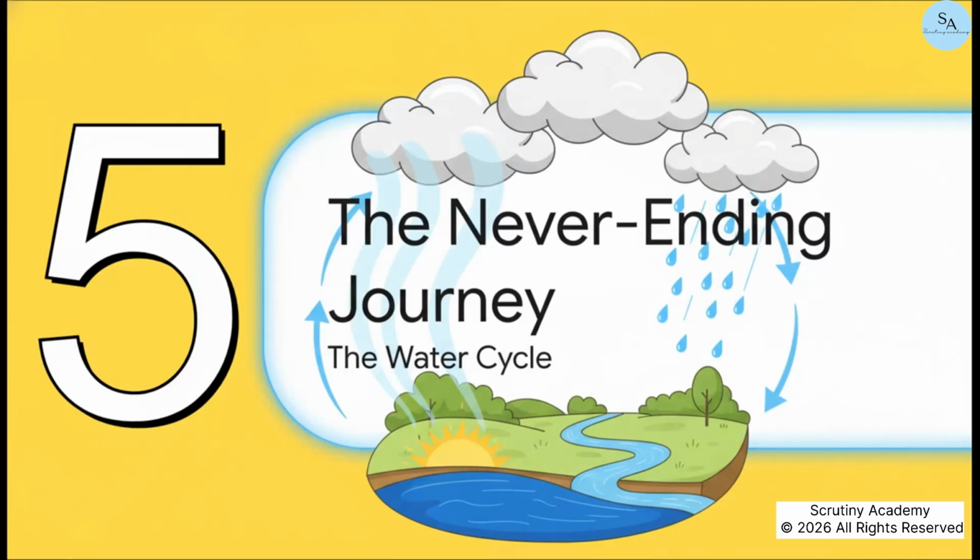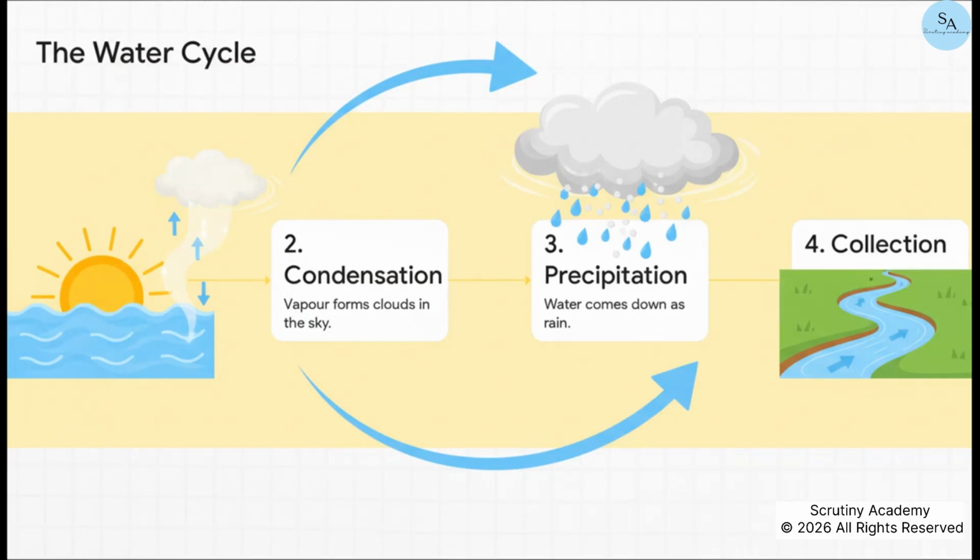So we've followed a single drop on its wild ride. But maybe the most amazing part of all of this is that the process never, ever stops. It's all part of this massive, continuous loop. So here's the full picture. Water evaporates from the surface, it rises and condenses into clouds, and then it falls back to Earth as rain, which is also called precipitation.